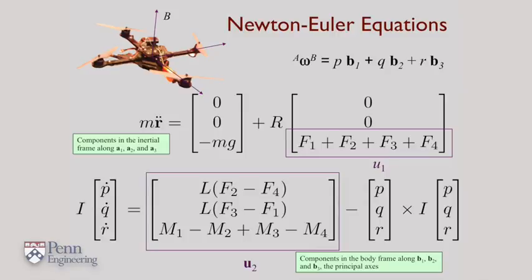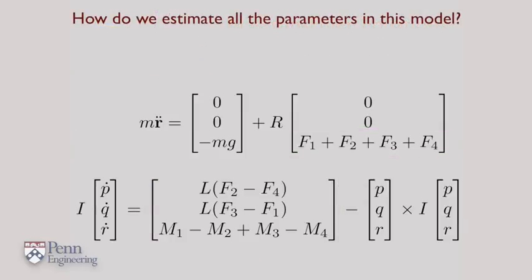These are the Newton-Euler equations, and these are the equations we'll use to develop controllers and planners for our vehicles. One question you can ask is how we actually calculate these parameters. Or in an online setting, how do we estimate these parameters?